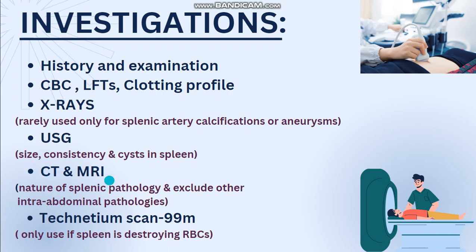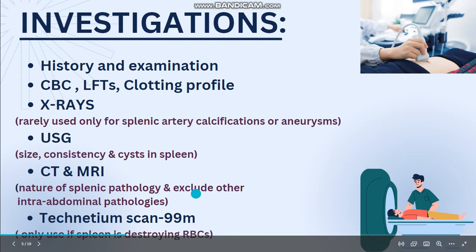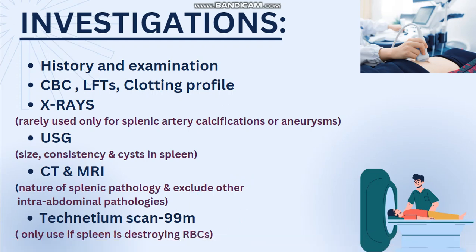CT and MRI are also very important investigations as they can give you detail about the nature of splenic pathology, and you can also exclude other intra-abdominal pathologies with the help of CT and MRI. Technetium scan is very rarely used. It is used only in hemolytic anemias when spleen is destroying RBCs.